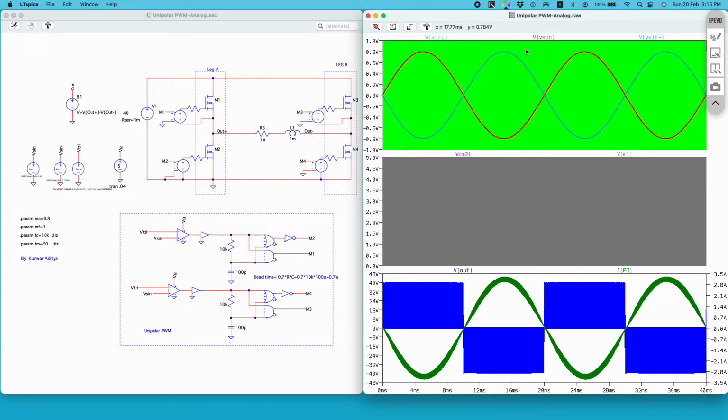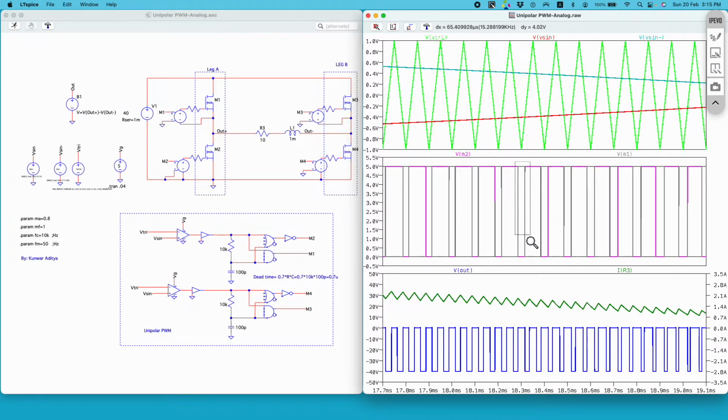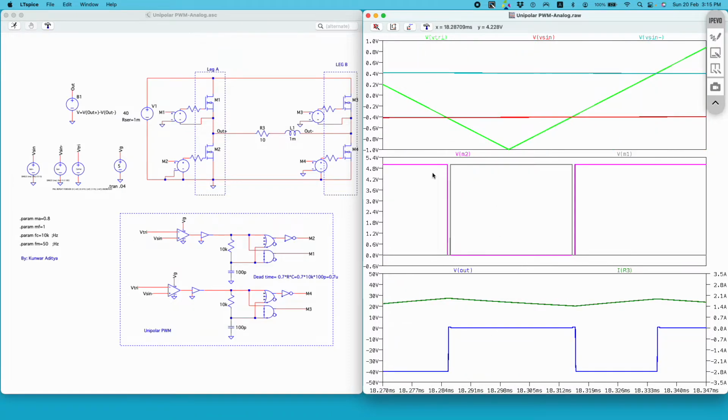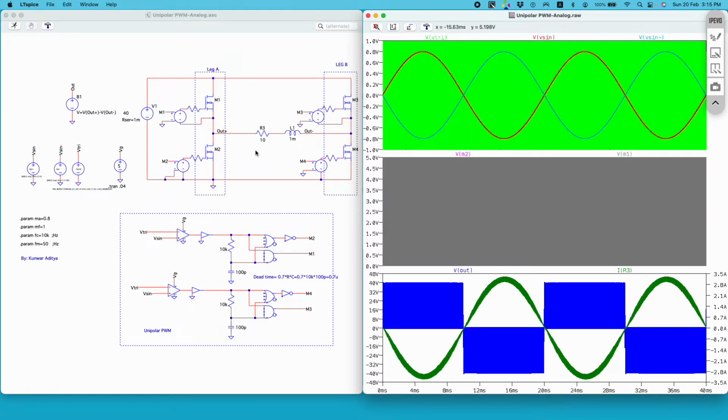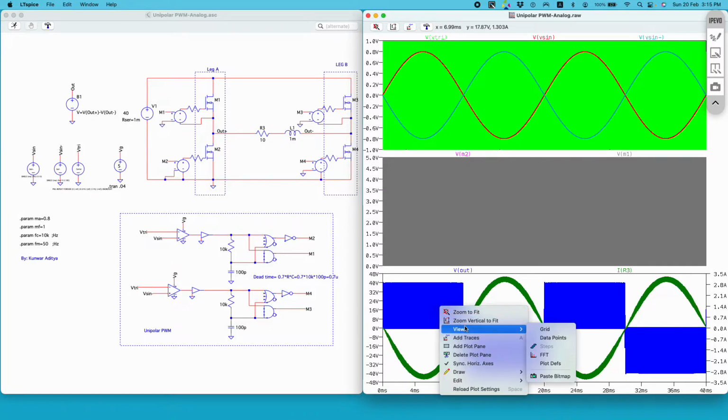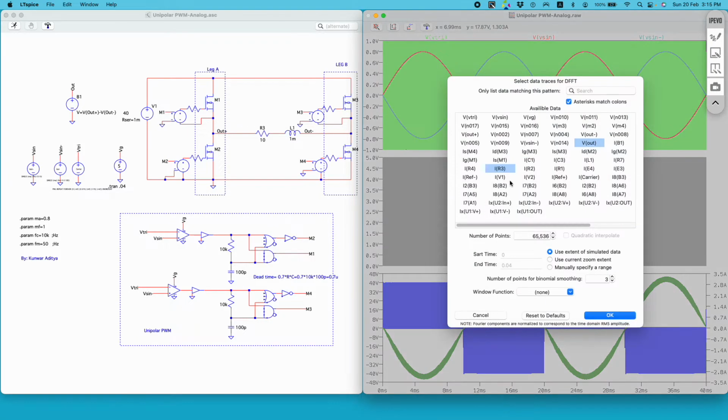You can change this MA, that is the magnitude of the sine wave, to control the magnitude of the fundamental of the output voltage. On the second plot, I have the PWM signal for leg A of the inverter, that is M1 and M2, and you can see I have a dead time here between M1 and M2. And let me show you the FFT of the output voltage.